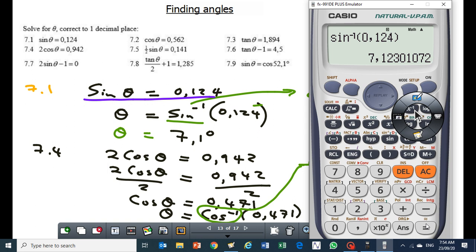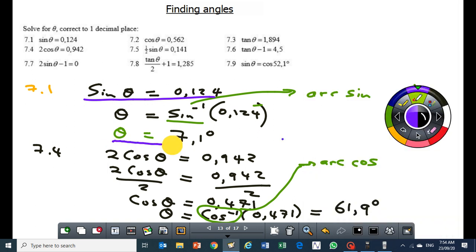So this is the first part, the first question. Later on, we are going to do trigonometric equations as a topic on its own. But for now, I'm going to use these trig equations just to introduce the concept of finding angles. So that's the first one.